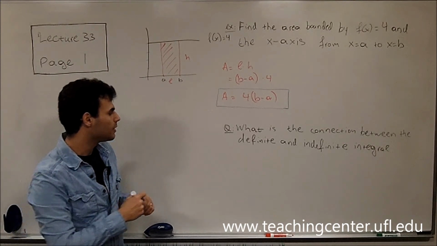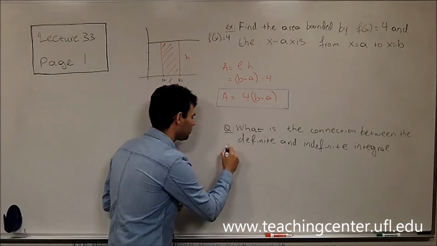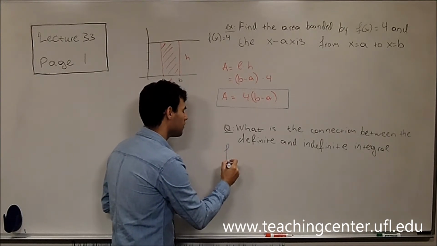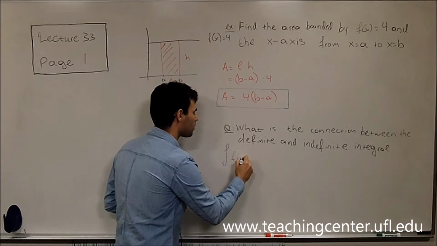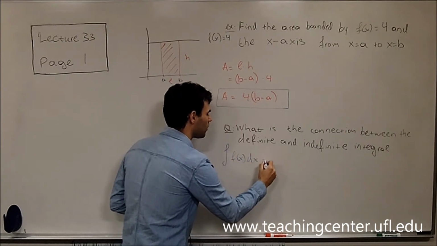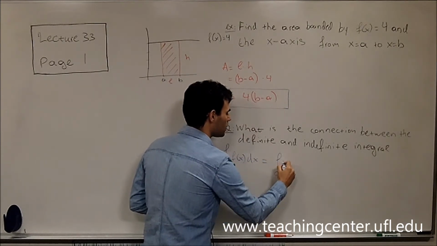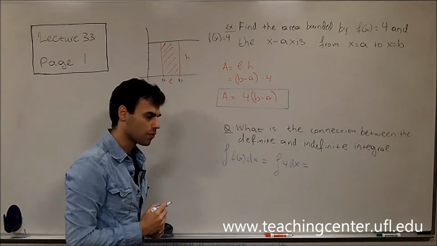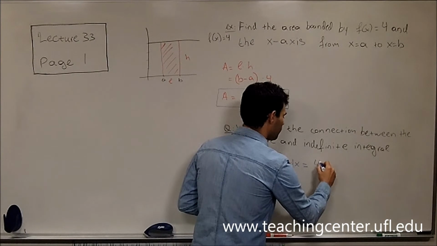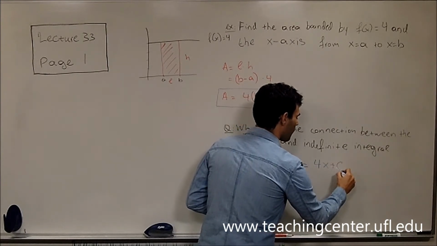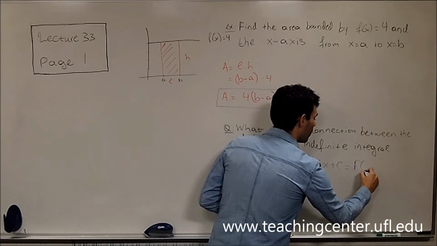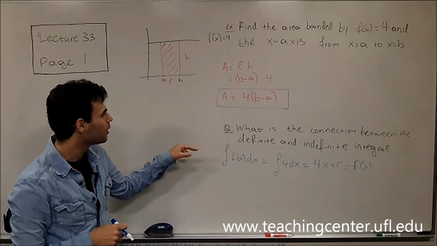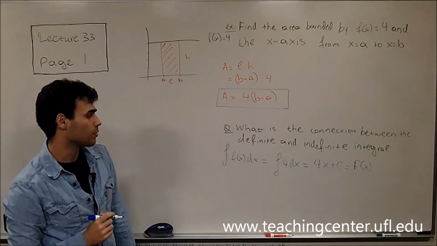Let's try to find the indefinite integral for this function, just this function. So this is constant equal to 4. And this, of course, gives you 4x plus c. Let's call this guy capital F. All right, so that's my f of x. That's the antiderivative of the constant f of x equals 4.